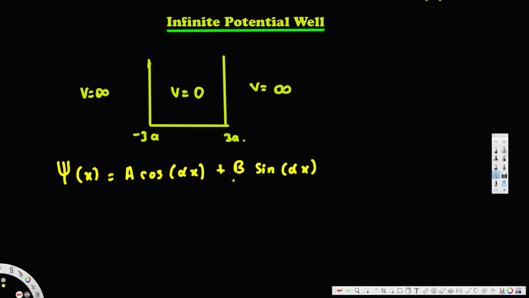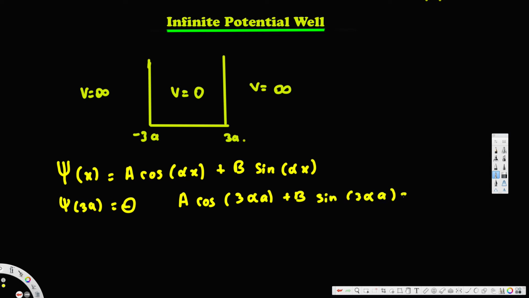Now let's go ahead and solve this. Here we have two initial conditions. The first one is psi of 3a. That's going to be equal to 0 because the particle cannot stay outside, because the potential energy function is equal to infinity, so the particle cannot stay outside, so this is going to be equal to 0. Now if we apply this 3a to this function, we are going to have a cos 3 alpha a plus b sine 3 alpha a, that's equal to 0.